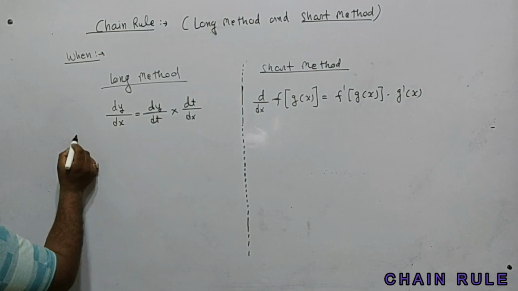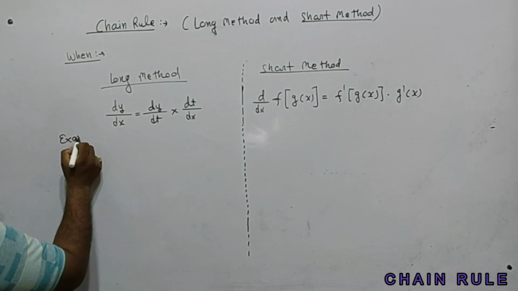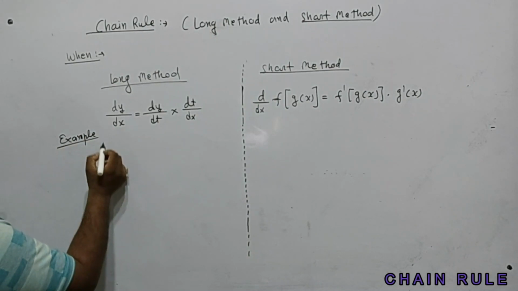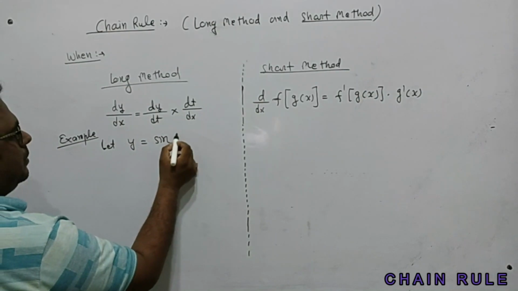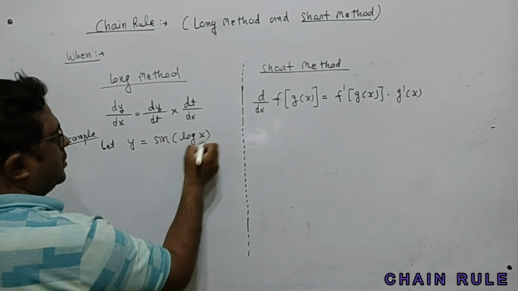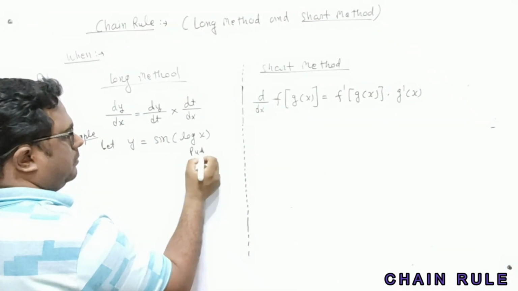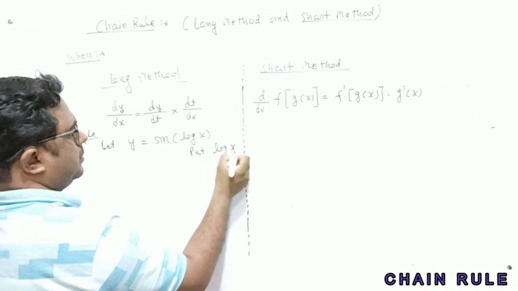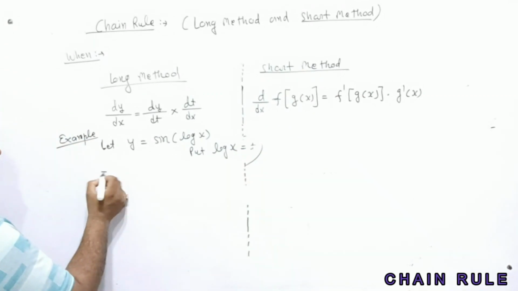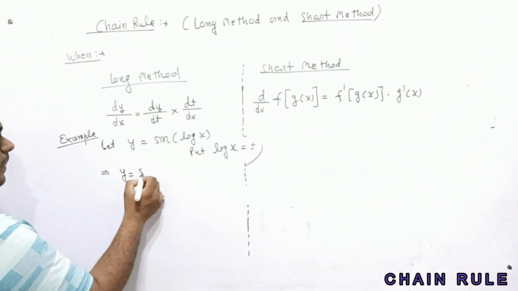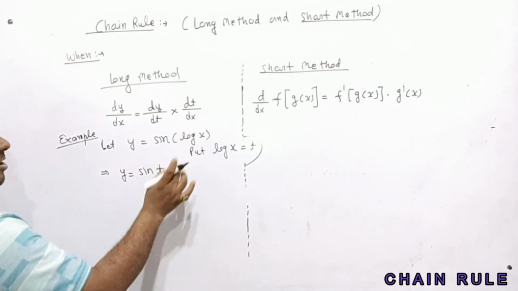Suppose I take a question: let y is equal to sine bracket log x. I want to do the derivative of this. Put log x is equal to t. So this implies that y is equal to sine t. Log x has been taken as t, so sine t.